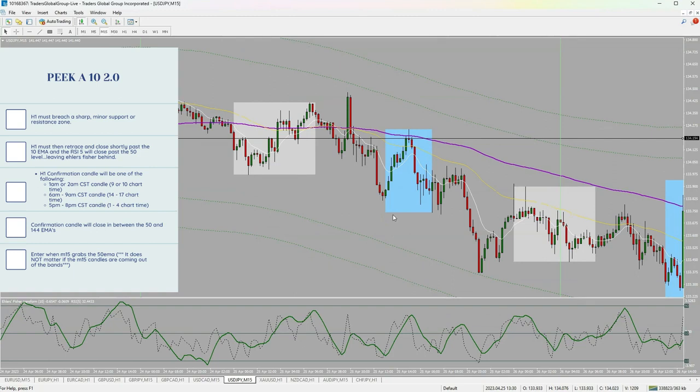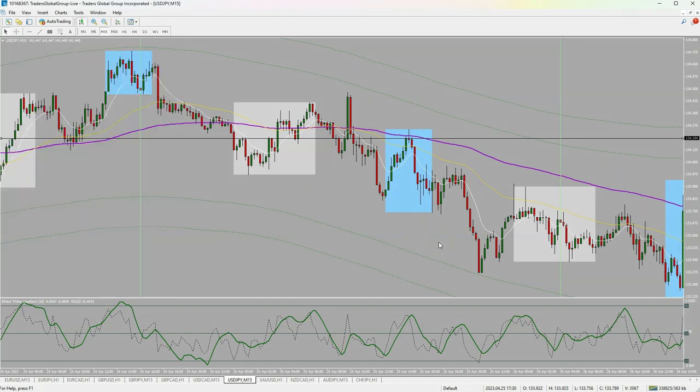But the other thing that you don't have to worry about is that whole rule about if it's coming out of the bands, it doesn't matter on this trade. I've taken one like this where M15 came out of the bands. It did not. It doesn't matter. So again, you don't have to worry about going to the reassurance chart, and you don't have to worry about if M15 is coming out the bands. This is a much simpler setup to take, the 2.0 version. Let me show you another one.